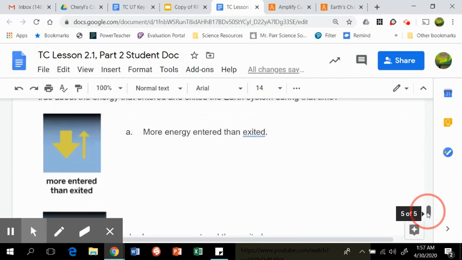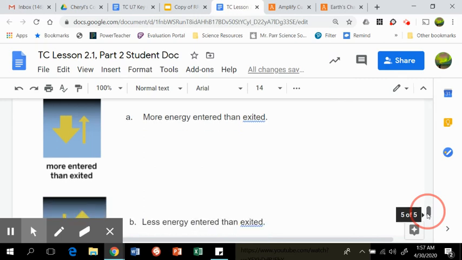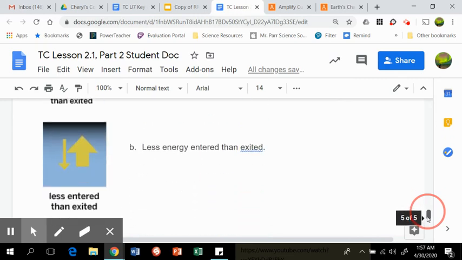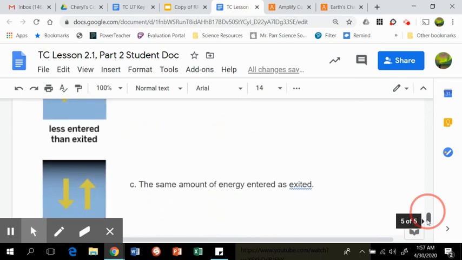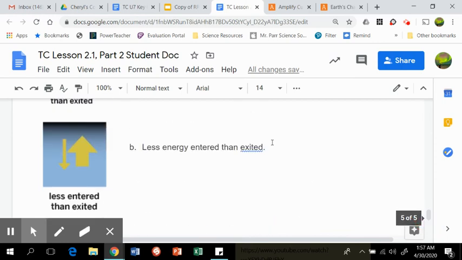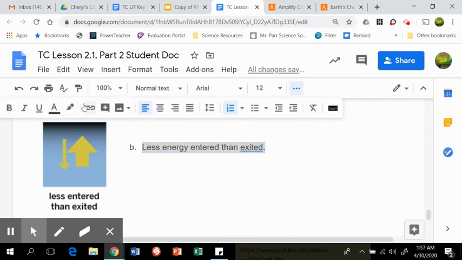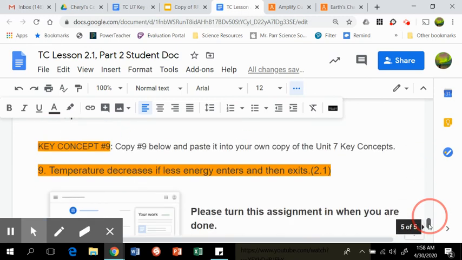Do you think more energy entered than exited? No, it would be warming up at that point. Do you think less energy entered than exited? Maybe. Do you think the same amount of energy entered as exited? No, because that would be a stable environment and the temperature would stay the same. So the best choice is going to be B. Less energy entered the system than exited. So energy was actually leaving the system faster than it could come in.